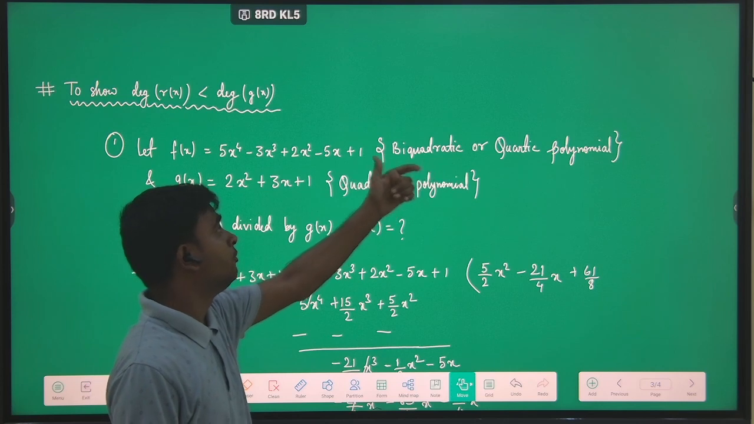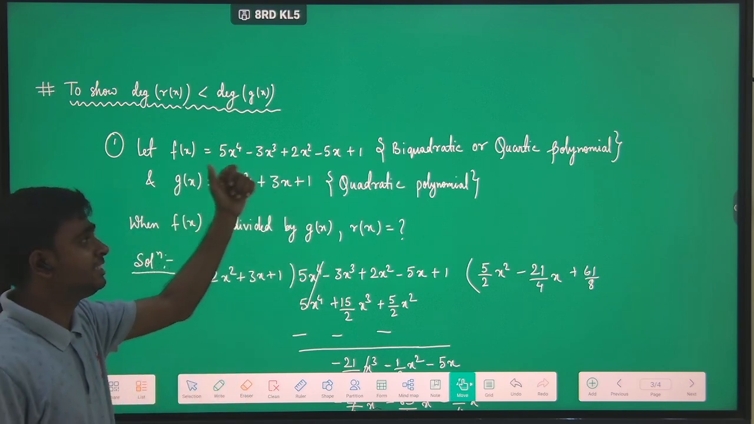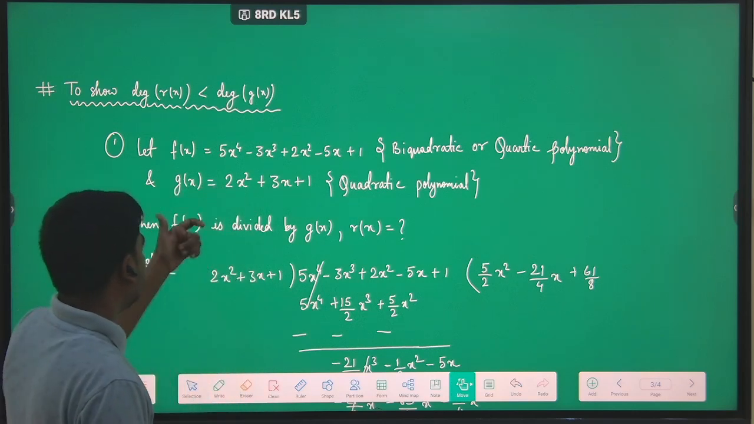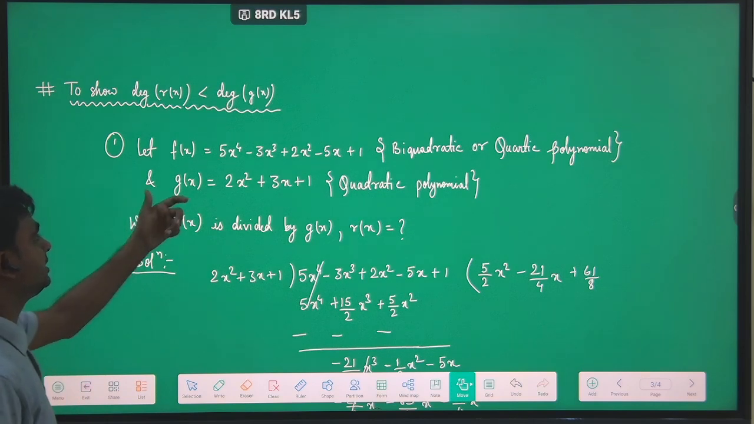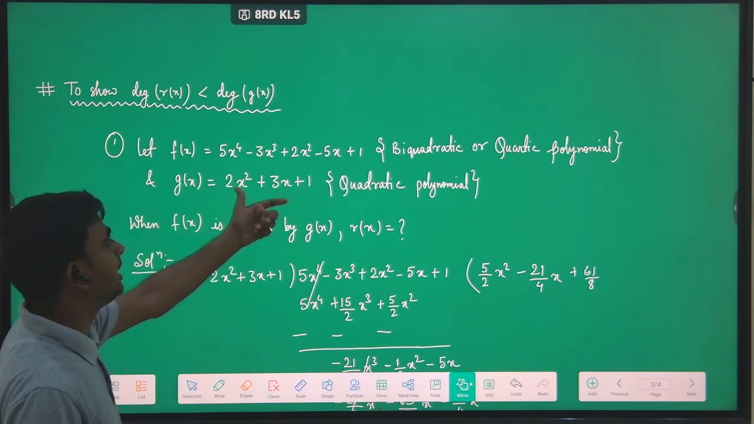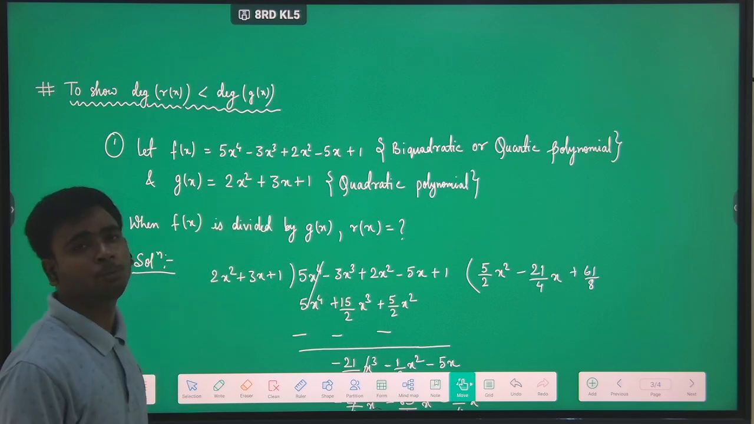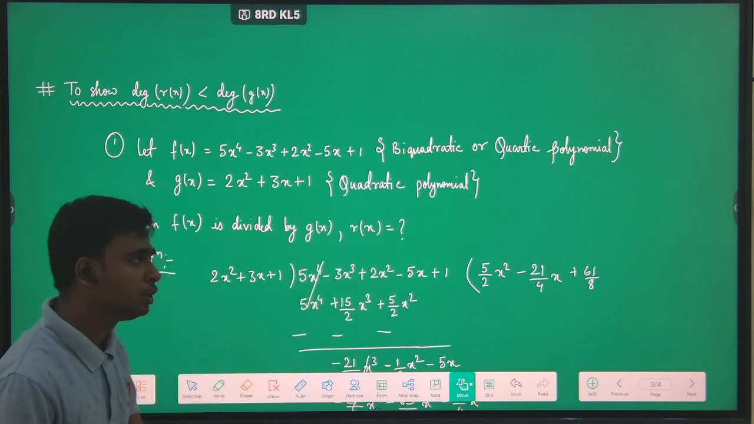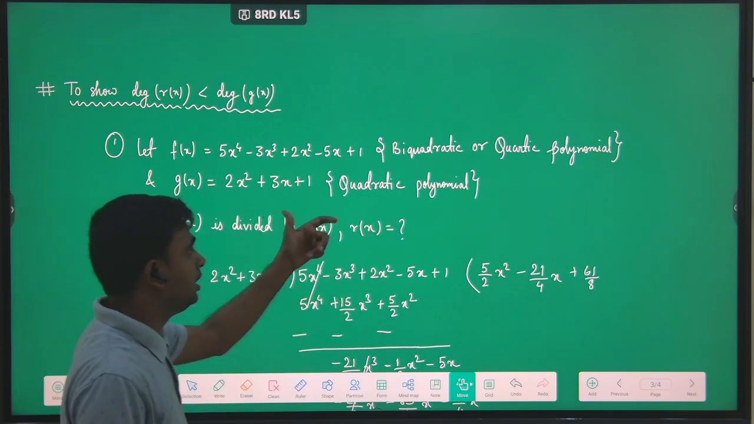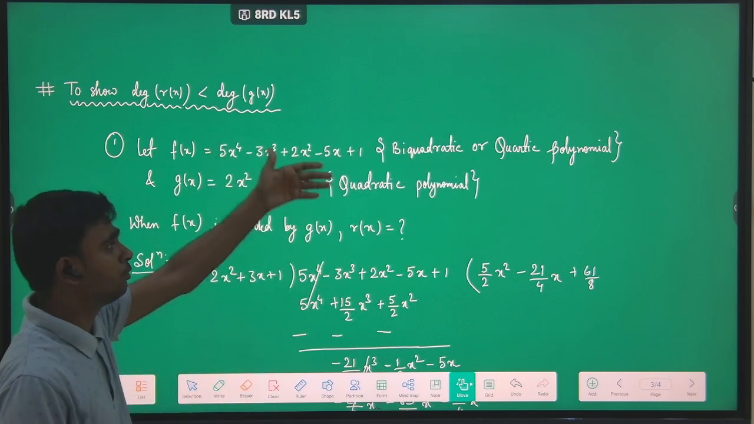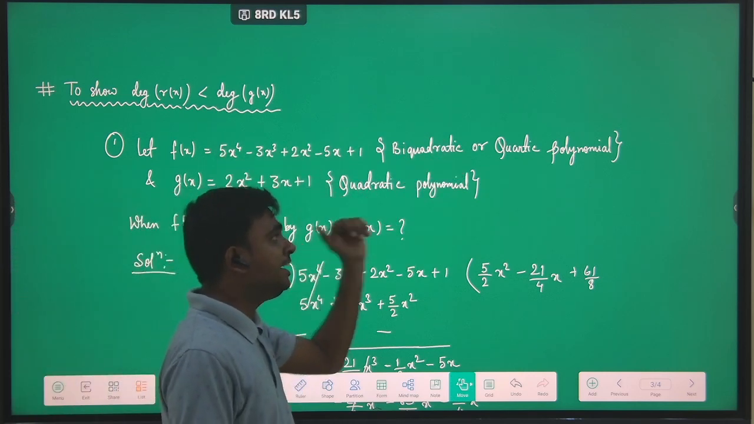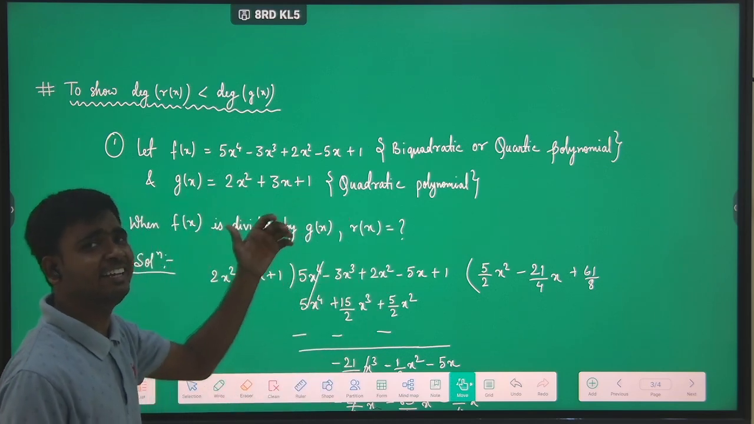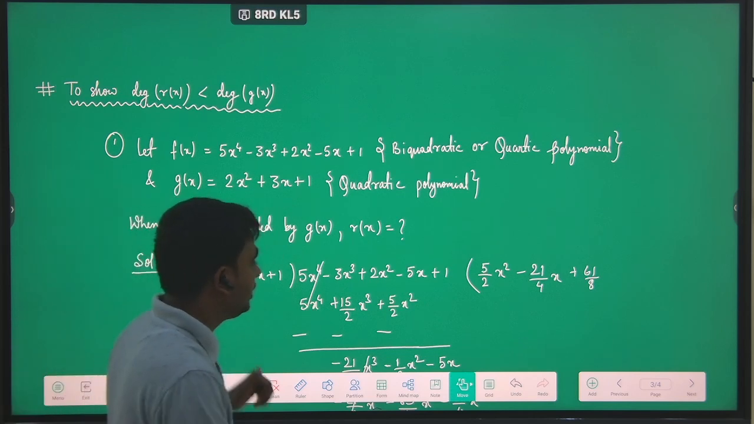Whenever it is a fourth degree polynomial, it is said to be a biquadratic polynomial. You remember the names. Whenever a polynomial is of fourth degree, we call it a biquadratic polynomial. And let us suppose that our gx, that is the divisor, is a second degree polynomial. A second degree polynomial, we all know, is a quadratic polynomial. So whenever a quadratic polynomial divides any polynomial which is either biquadratic or pentic, or any polynomial of nth degree, what will we get?